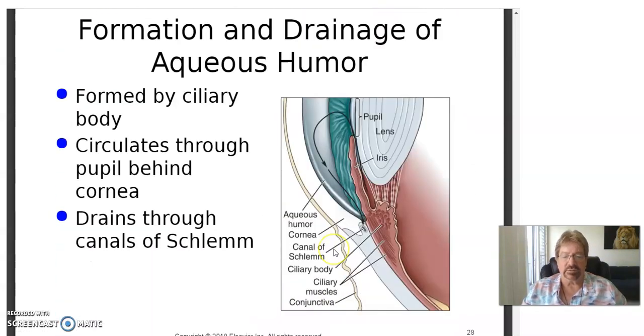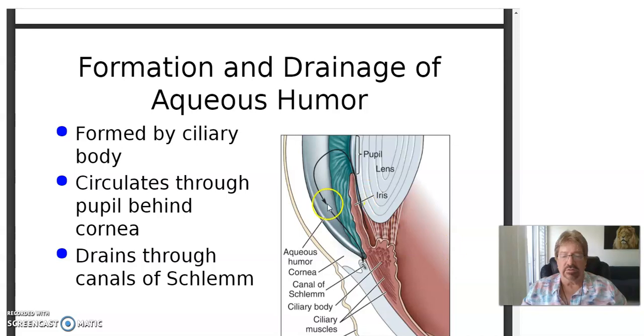Now, this aqueous humor is real important, guys, because if it doesn't circulate properly and it doesn't drain properly, you can have a serious disease called glaucoma, which can cause blindness. So it's the ciliary body that forms aqueous humor. I said tears. I couldn't quite remember. It circulates through the pupil behind the cornea, and drains through the canals of Schlemm.